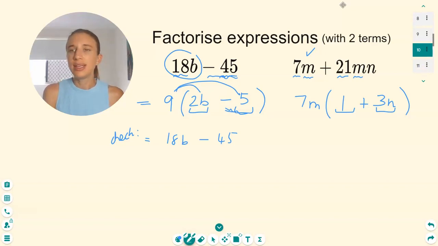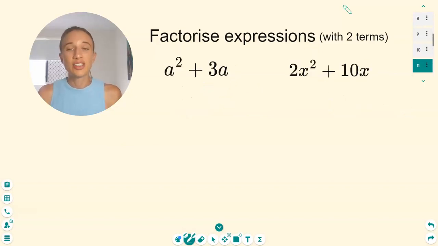Pretty sure we're nearly at the last slide of questions. And then we got our summary. a squared plus 3a. Let's check it out. Factorizing expressions with two terms.